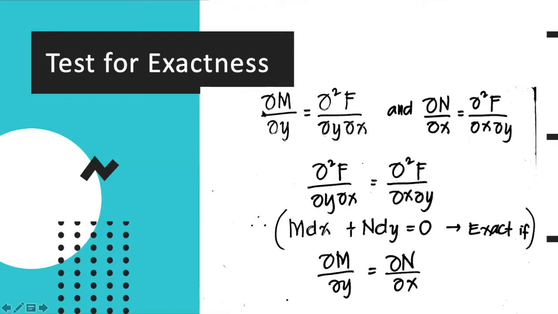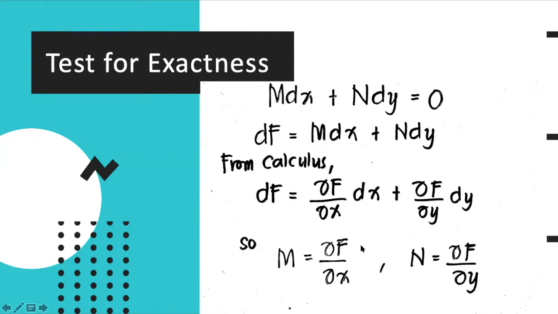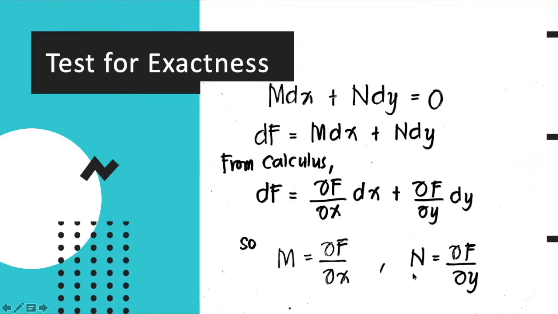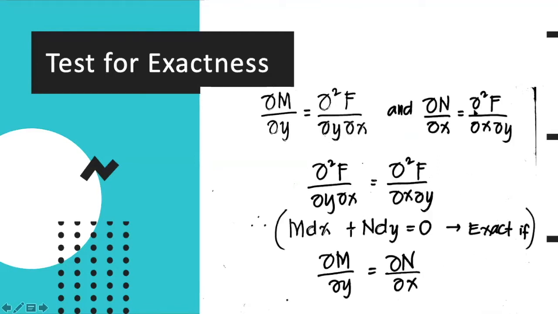So taking the partial derivative of M with respect to y, going back here, this is the first derivative, right? So if you take the derivative of this, it will give us the second derivative of the function, however, with respect to y. So just copy the partial of x here. And the same with N here. So taking the partial derivative of N with respect to x, this becomes the second partial derivative of f with respect to x and y.